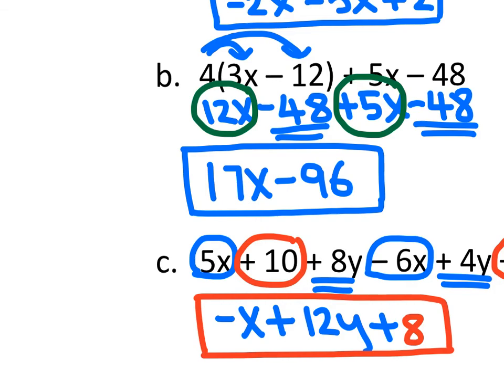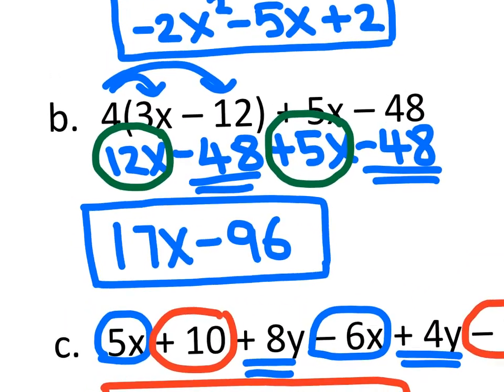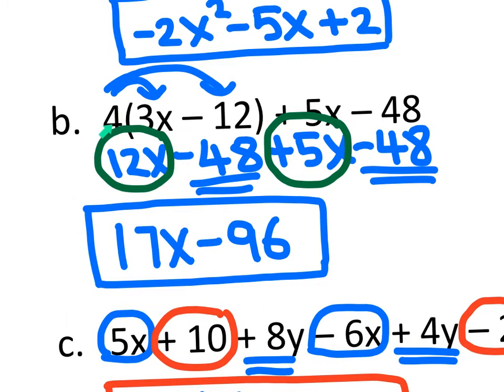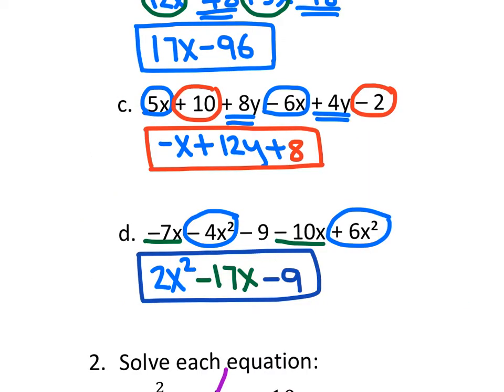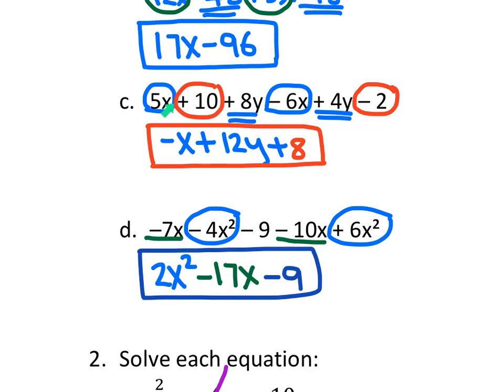On problem number 1b, we have like terms. So after distributing, we get 12x and then minus 48, and then there is no distribution here, so just plus 5x and minus 48. We see that the 12x and the plus 5x are actually like terms, so we get 17x. And the negative 48 and the negative 48 are also like terms, so when you add those, you get negative 96.